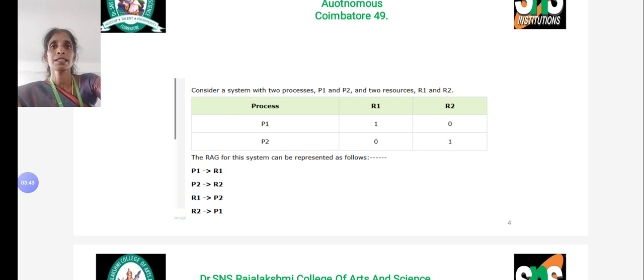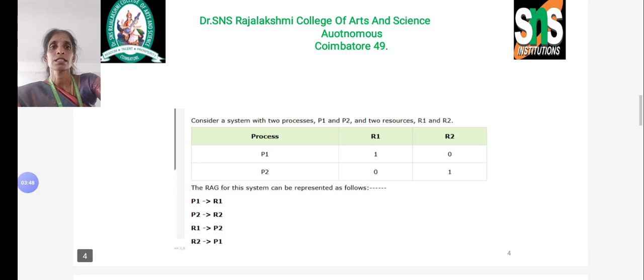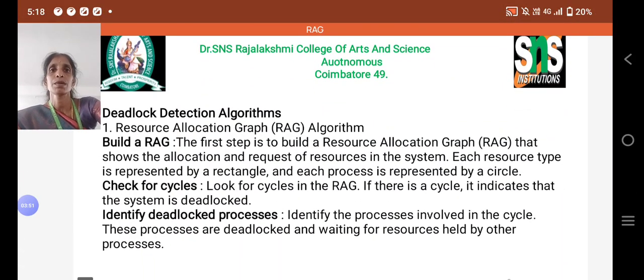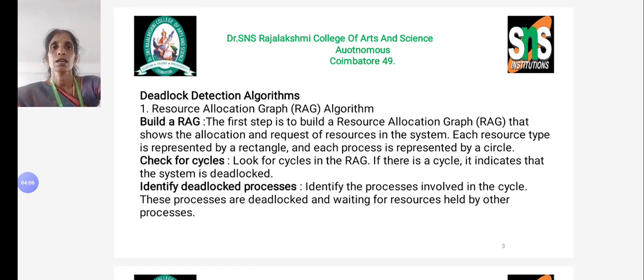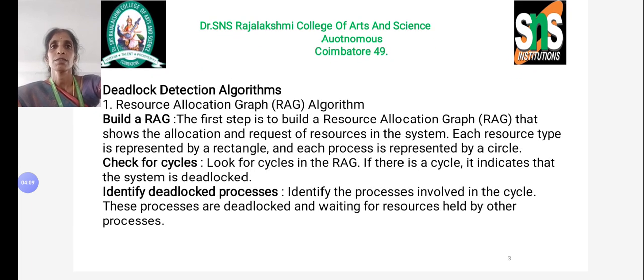So that is the main thing in single instance deadlock detection. If it is multiple instance, we have to check whether a cycle occurs, identify the process which caused the deadlock, and also identify the resource which can be affected by the deadlock. By identifying these things we can detect the deadlock, try to remove it, and provide proper resource allocation. That is for single instance.